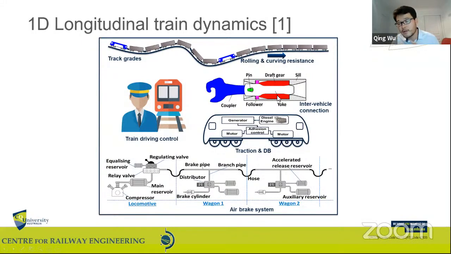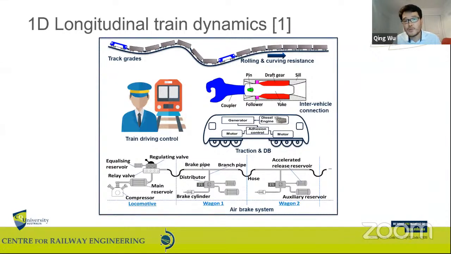In longitudinal train dynamics, one of the important questions we're asking is how big the in-train forces are between individual vehicles. If the forces are too large, it will break the couplers, then your train will break in two, break in three, and you will have a failure in your system. So in this case, we model the inter-vehicle connection in a significant amount of detail, which would include the draft gear, which is the damper in that system, and some other components like followers, yoke, et cetera.